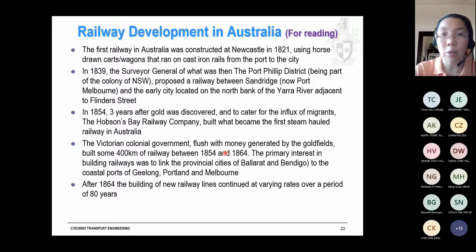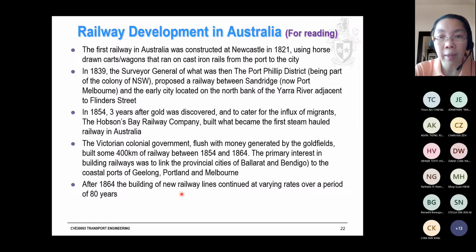Okay, and these are also for your reading pleasure. I put it on the slides as well. For your reading pleasure, rail development in Australia. And you could see that the first rail in Australia was in Newcastle in 1821. And then slowly from there it developed.